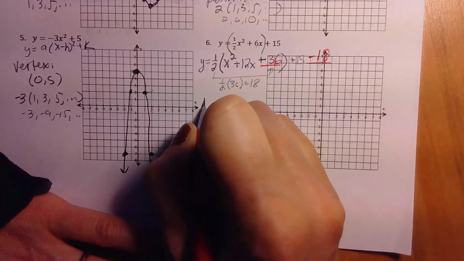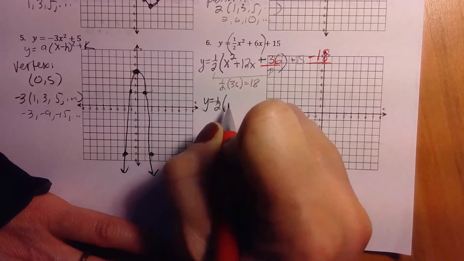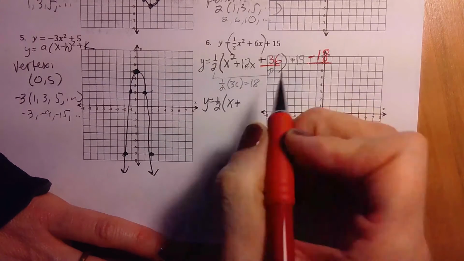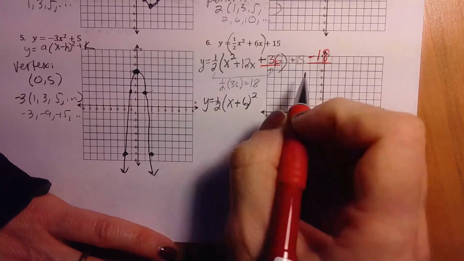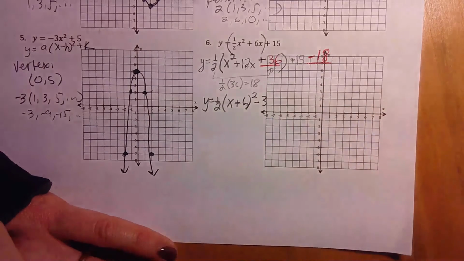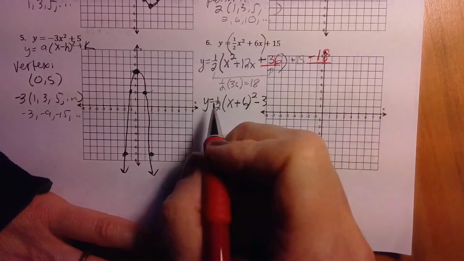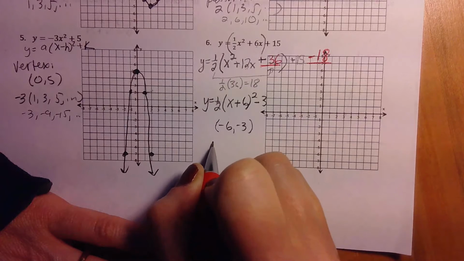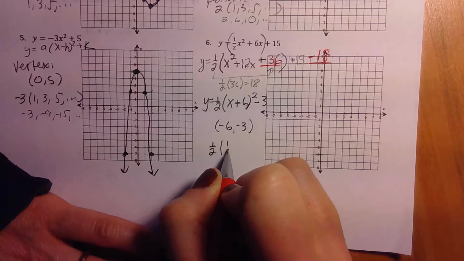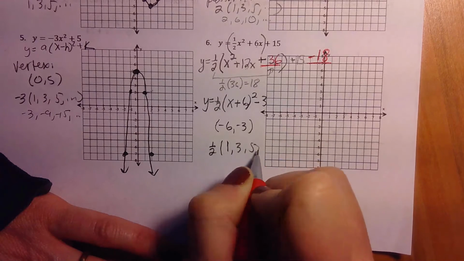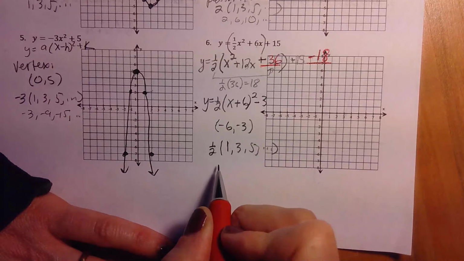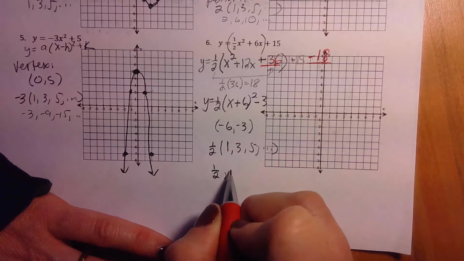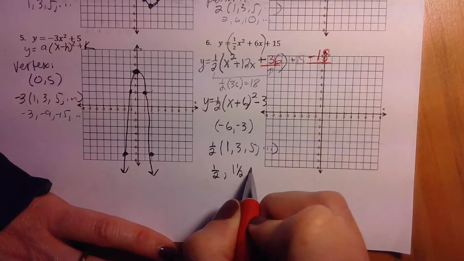Okay, so now we have y equals 1/2 (x + 6)² minus 3. All right, so our vertex is (-6, -3), and our counting pattern is 1/2 times 1, 3, 5. So I would go mixed fraction for these because it's easier to count on a grid with mixed fractions. So it's 1/2, 1.5, 2.5.